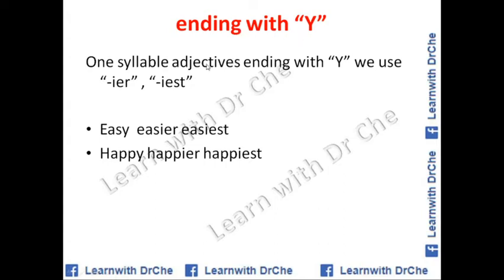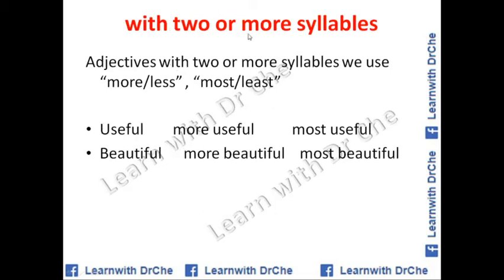Adjectives ending with y. One syllable adjectives ending with y, we use ier, iest. Easy, we remove the y and then we use ier. Easy, easier, easiest. Happy, happier, happiest. With adjectives of two or more syllables, we use more or less, most or least. Useful, more useful, most useful. Beautiful, more beautiful, most beautiful.